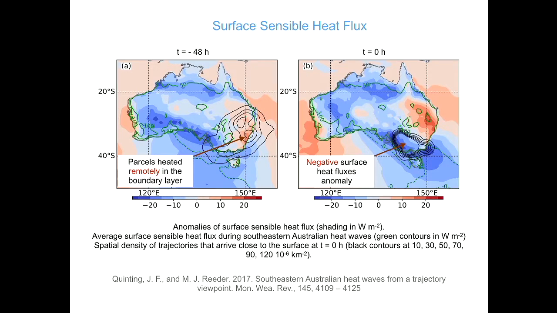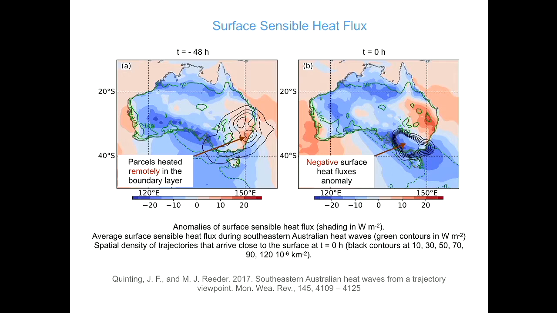The day of the heat wave, once they get to Victoria, here they are, but the anomaly in the surface sensible heat flux is negative. Not very negative. Of course, it's summertime. Of course, we're heating the atmosphere. But we're heating it slightly less than we would on average. This suggests that the important sensible heat fluxes are in New South Wales for Victorian heat waves.